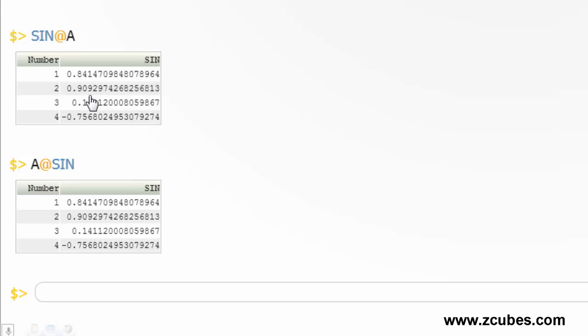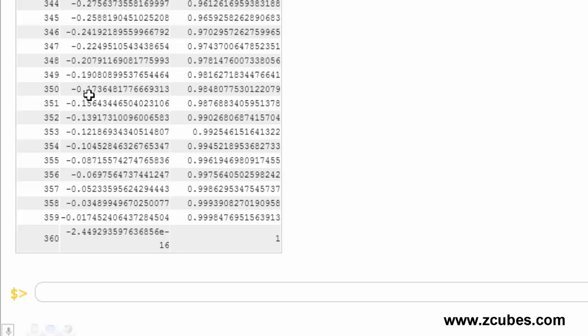We can complicate this even further. 1 dot dot 360 applied to, in square brackets, d sine comma d cosine. So this time 1 through 360 degrees. One column gives the sine values, while the following column, the next column, gives the cosine values.